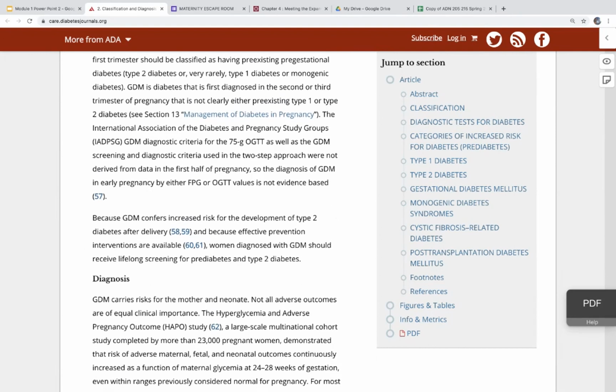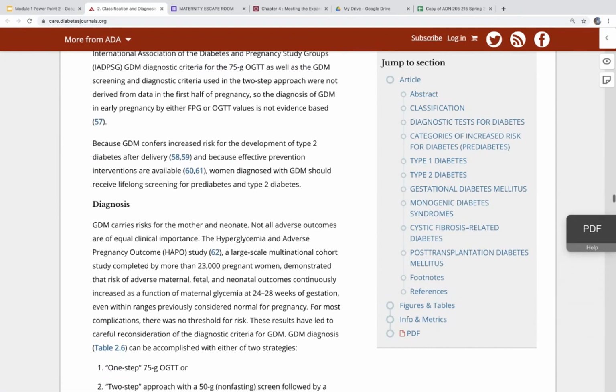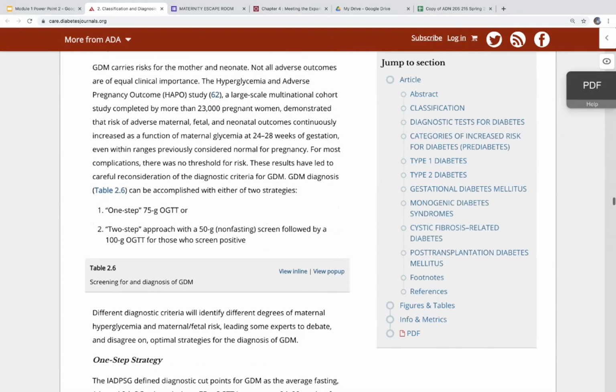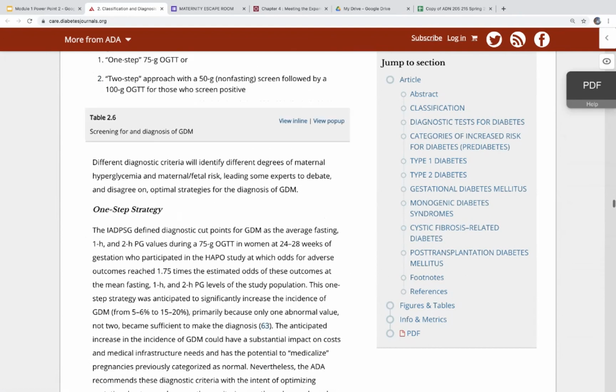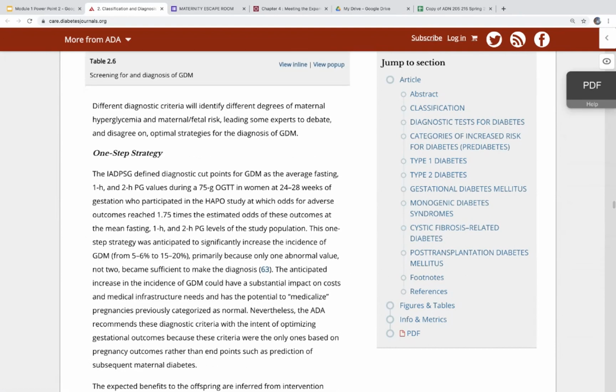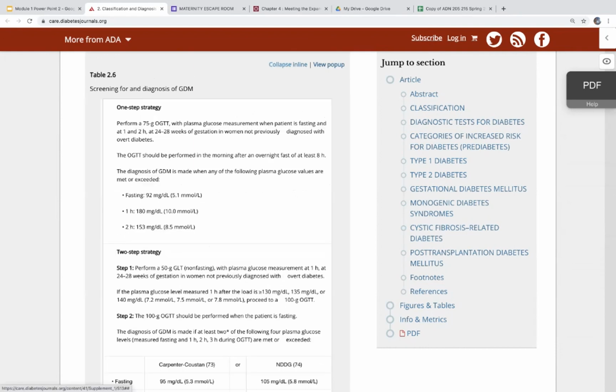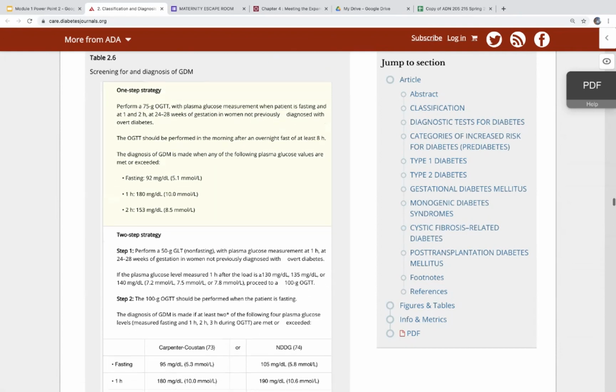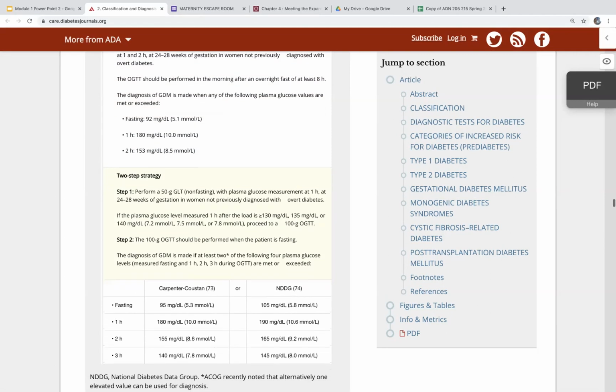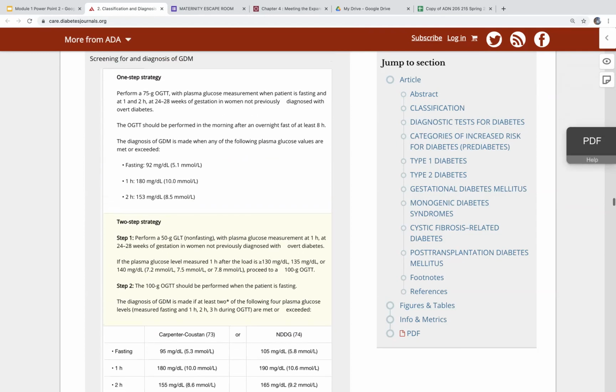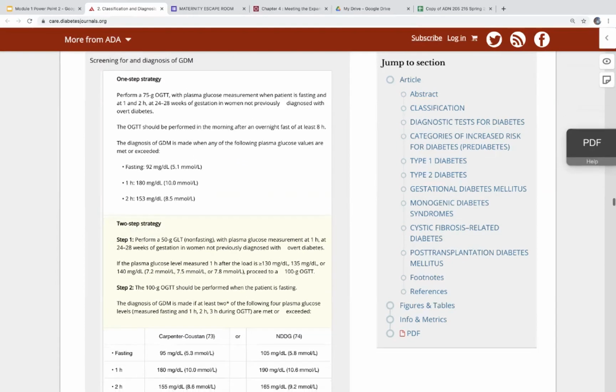Just looking for the table real quick. Okay, this is what I was looking for, the screening and diagnosing.